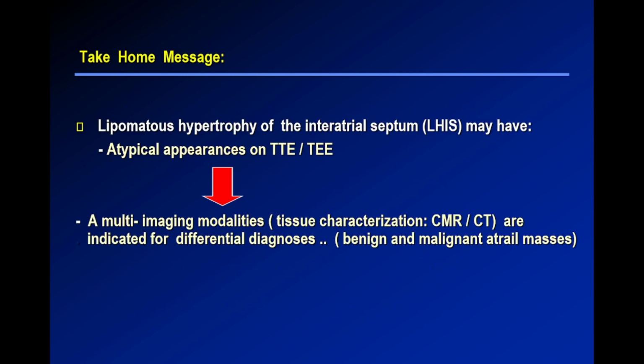Take-home message: lipomatous hypertrophy of the interatrial septum may have an atypical appearance on transthoracic echo or transesophageal echo. In such cases, we have to proceed with other imaging modalities for tissue characterization. And as you know, cardiac MRI is more advanced and sensitive for this issue, to differentiate this mass as either benign or malignant.